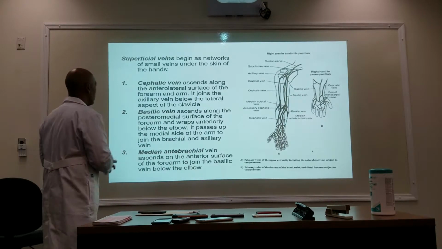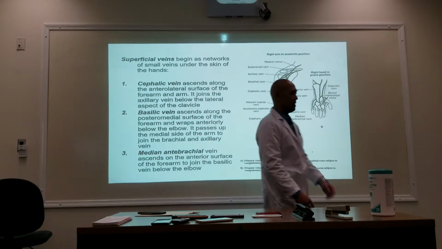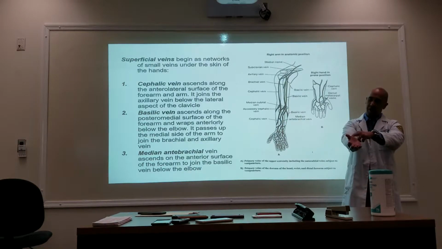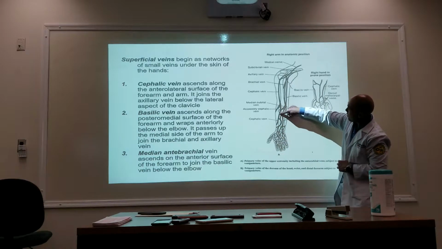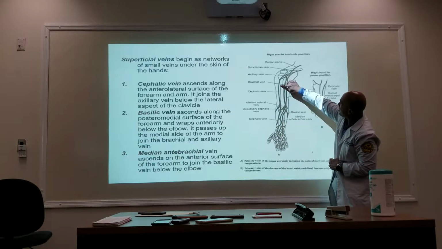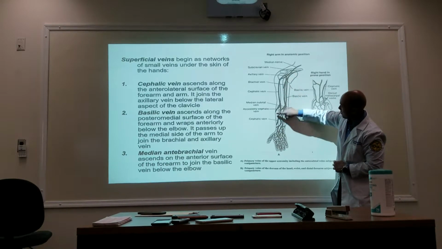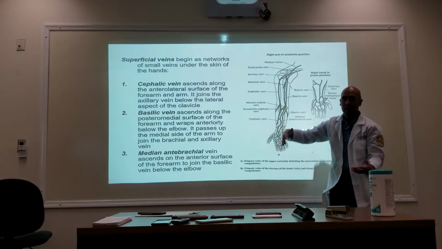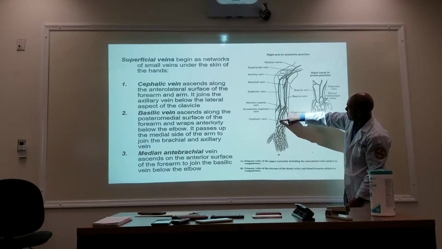So there are 3 basic superficial veins. The first one is the cephalic vein, and when we read this, also refer to the picture here. The cephalic vein starts in the anterolateral aspect. It goes medial, and it makes its way all the way up here, into the axillary and then the subclavian vein. Axillary means what? Armpit. Armpit, and there's your subclavian vein. So here's your cephalic. It starts from here, ascends along the anterolateral anatomical position, thumb side. It starts there, makes its way up in the middle of the arm.